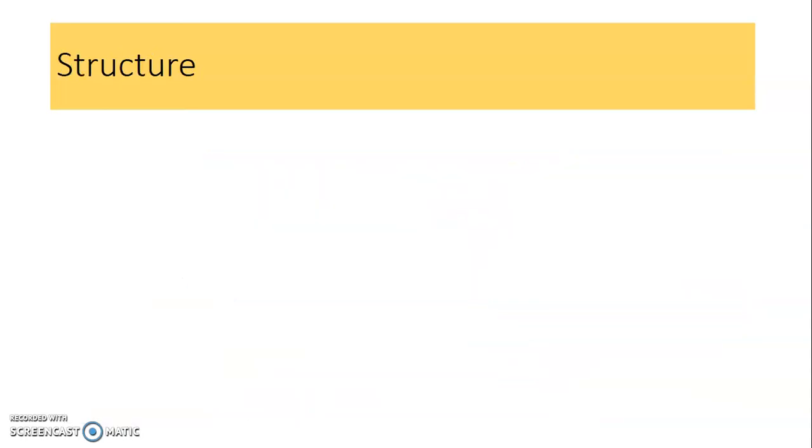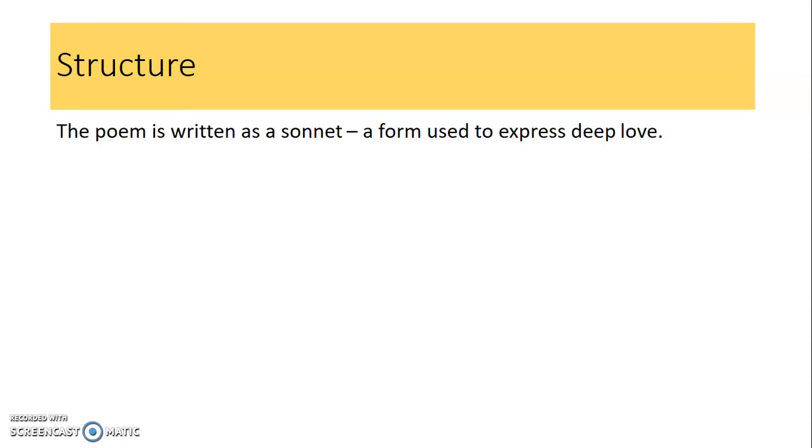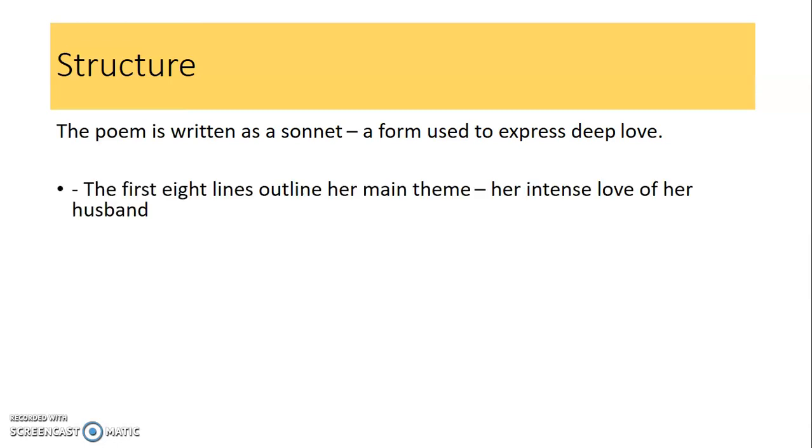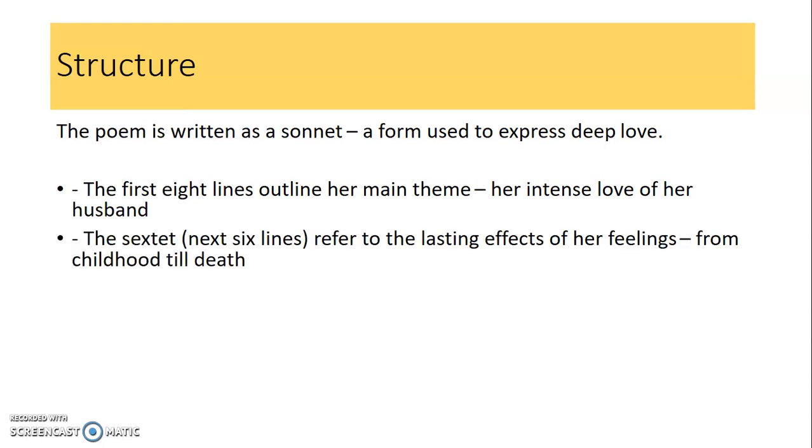Okay, finally, I just want to look at the structure of the poem and the style that it is written in. So obviously we've talked about the fact that the poem is written as a sonnet. This is a form that is used to express deep love, and hopefully through our analysis you've got that impression that she's showing us her deep love for her husband. Now if we break the structure of the poem down slightly, the first 8 lines outline her main theme, so her intense love for her husband. But then the next sextet, which is the next 6 lines, refers to the lasting effects of her feelings. So she talks about from her childhood to her death.